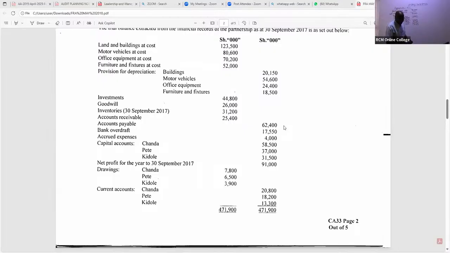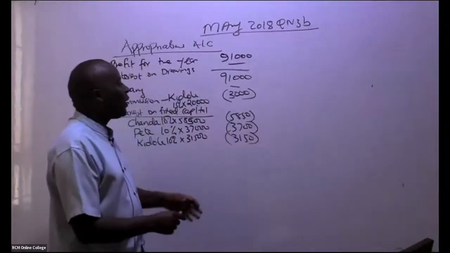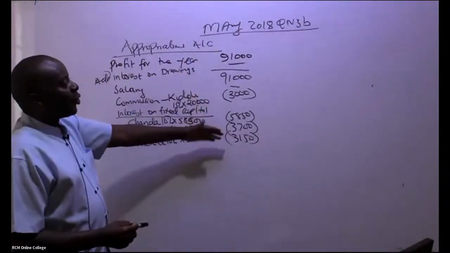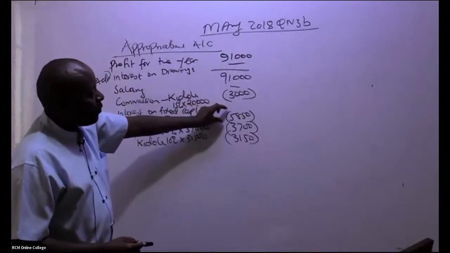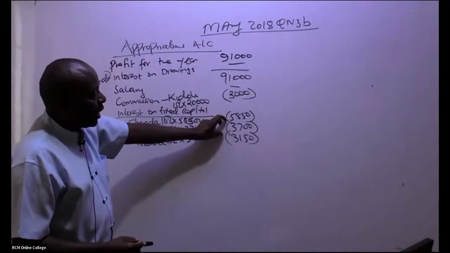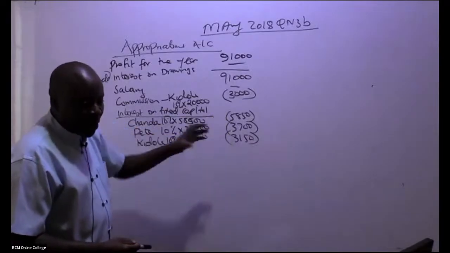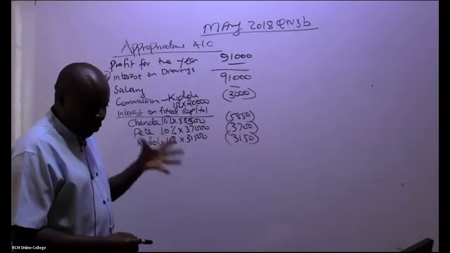And then, ladies and gentlemen, the only thing that is left is for us to see whether we have a surplus. So you'll be able to take this 91,000, you subtract 3,000, you subtract 5,850, you subtract 3,700, you subtract 3,150. Who can give me this surplus or loss?